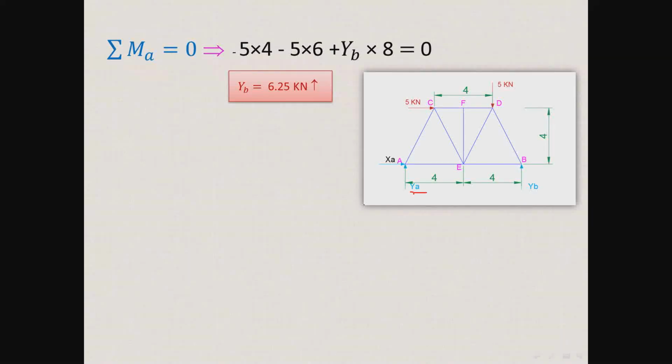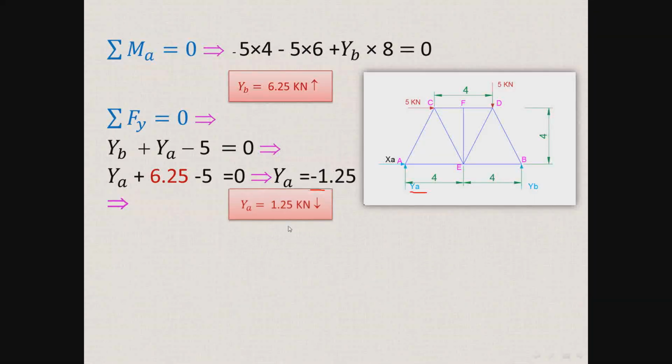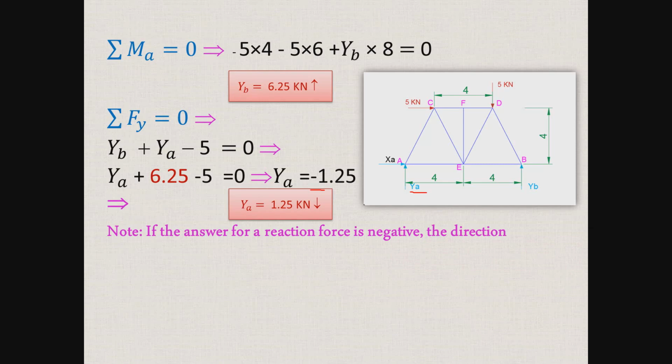To find YA, we will write the sum of the forces in the Y direction equals 0. So we have YA plus YB minus 5 equals 0. Easily we can find that YA equals minus 1.25. This means that the direction assumed is wrong, and it's in the negative direction of Y. So when you get a negative answer, then the direction assumed for the support reaction is wrong, and the right one is opposite to the assumption.